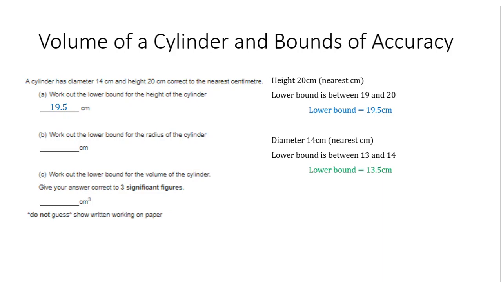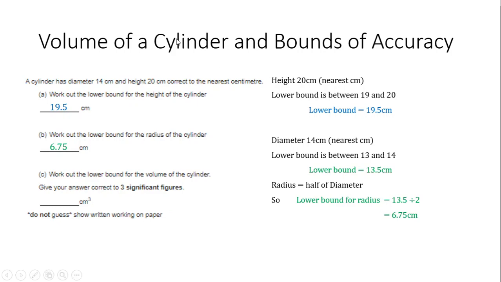Be careful though, don't put that as your answer because that's the diameter. The radius is half of a diameter, which means that the lower bound for the radius must be 13.5 divided by 2, which is 6.75 centimeters. So our answer for part B is 6.75 centimeters. That's our lower bound radius.